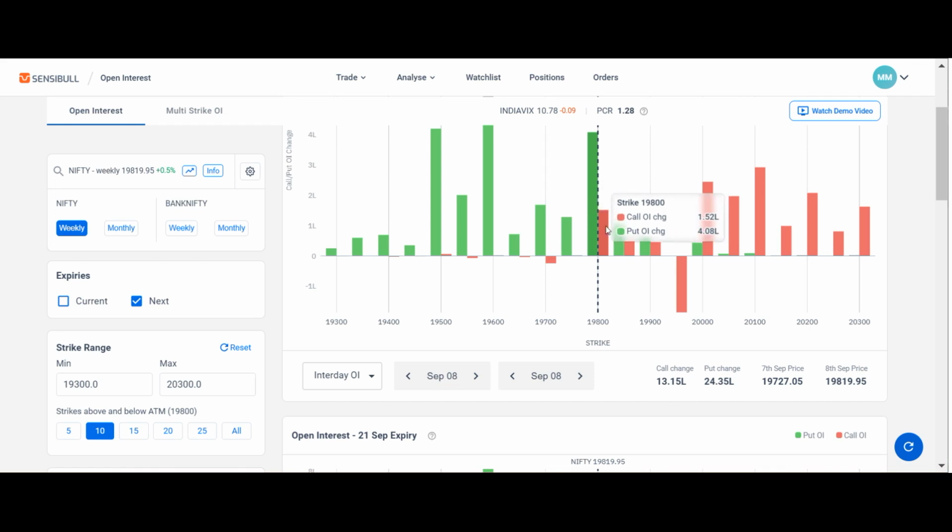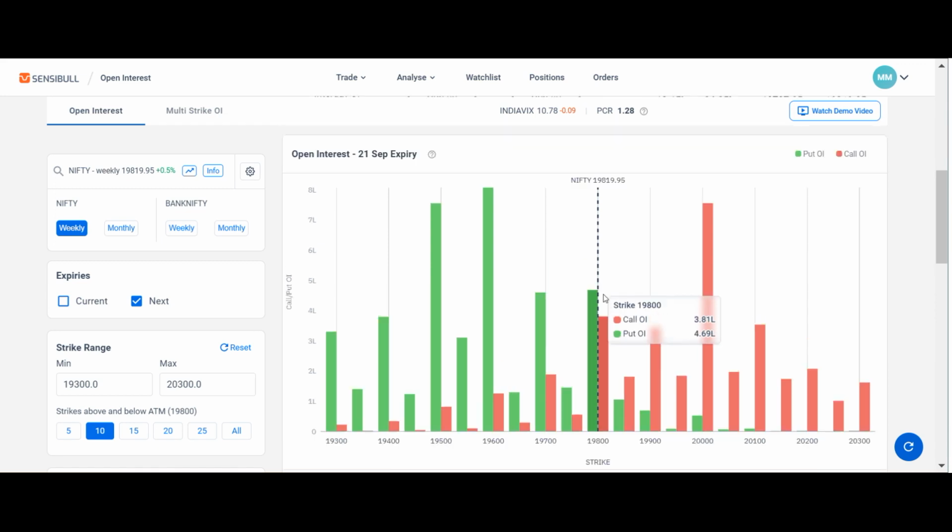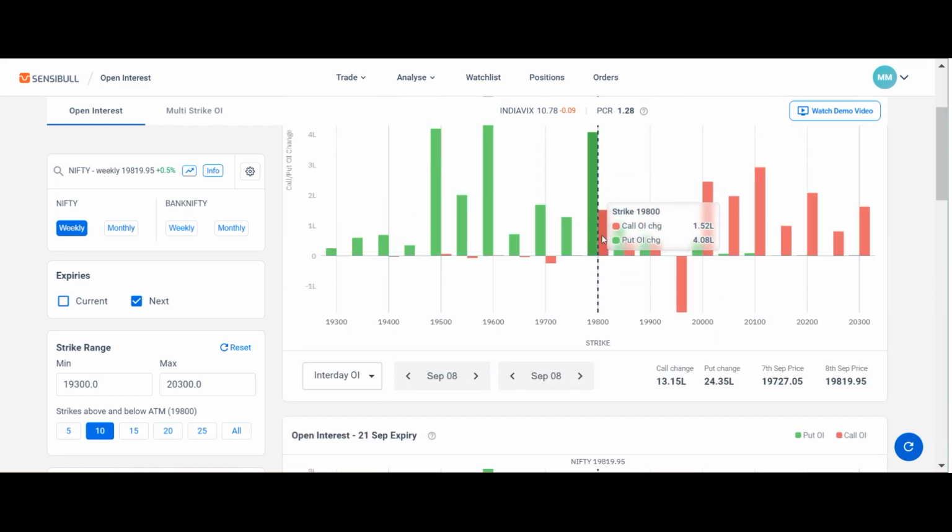And call writers are there, some 1.52 lakhs. This one, the closing data, is 3.81 lakhs, and this one is 1.52 lakhs. So basically 1.52 lakhs got added in the process of that full day, right? So there are some call writers, or there is a possibility of call buyers also, right? So that is also a possibility.